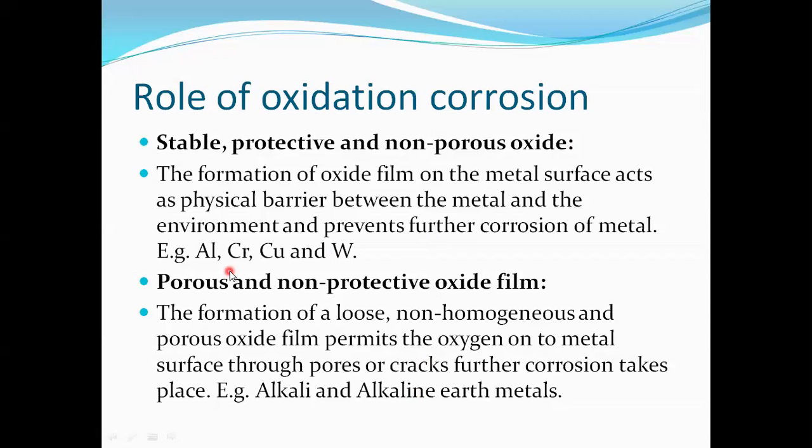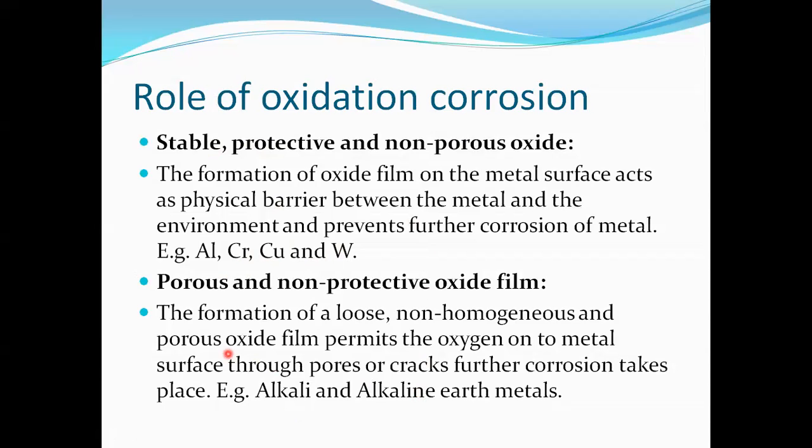Metals like aluminum, chromium, copper, wolfram, zinc, iron, etc. have a high rate of corrosion. They are able to form stable metal oxide, protective metal oxide, thick metal oxide, non-porous metal oxide. When we discuss metals like alkali and alkaline earth metals, they have a lower rate of corrosion.